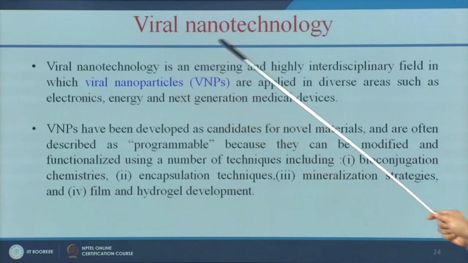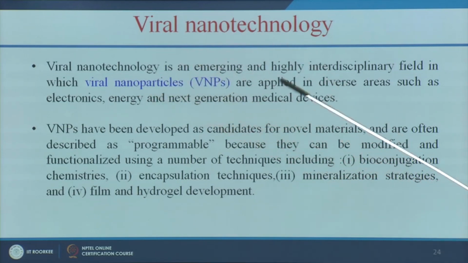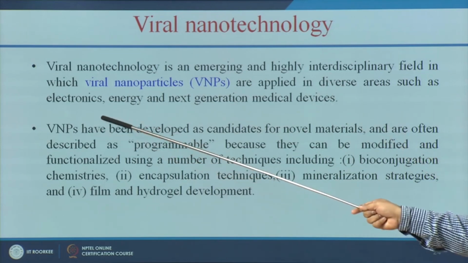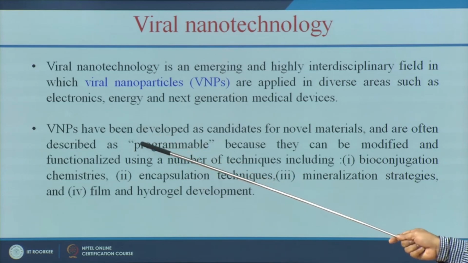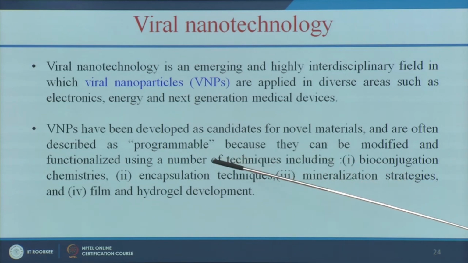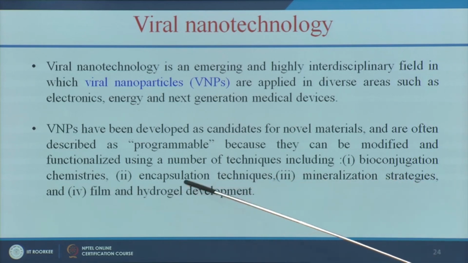So let us see what viral nanotechnology is. Viral nanotechnology is an emerging field. It is a highly interdisciplinary field, where we make viral nanoparticles and we can use them for applications in various areas, for example electronics, energy, as well as next generation medical devices. And here we can tune the viral nanoparticles, we can program them, we can easily modify them using techniques like bioconjugation chemistry, encapsulation techniques and mineralization strategies, and also film and hydrogel development. We will see them one by one in the subsequent slides.